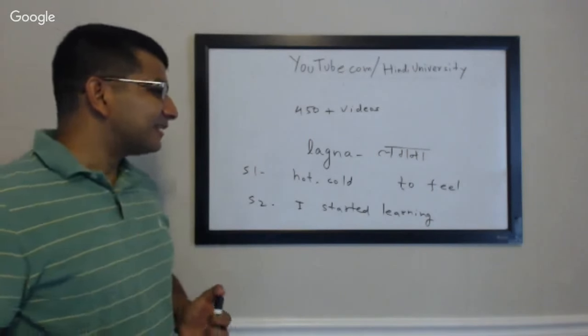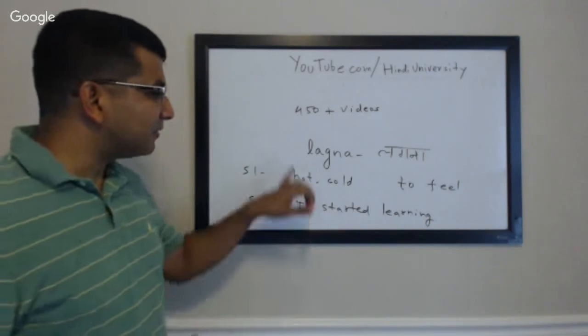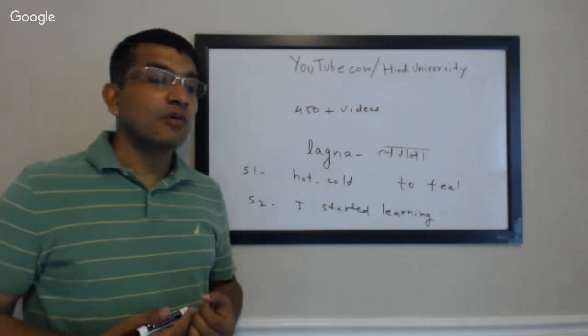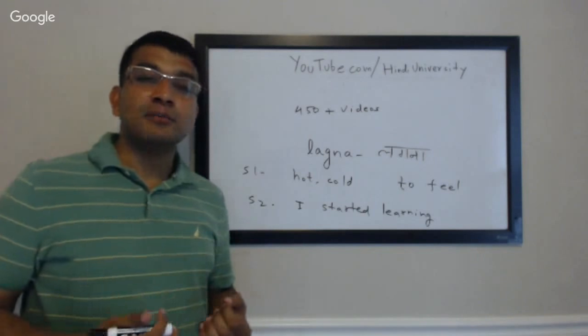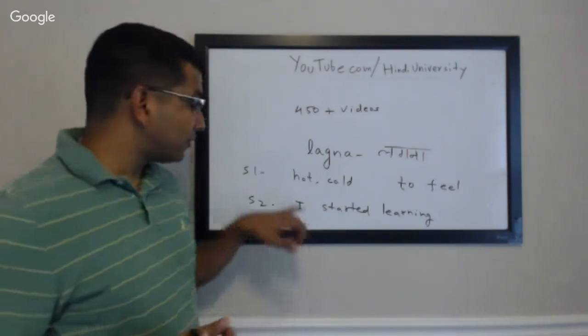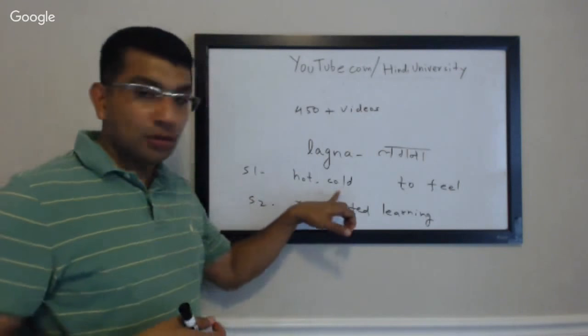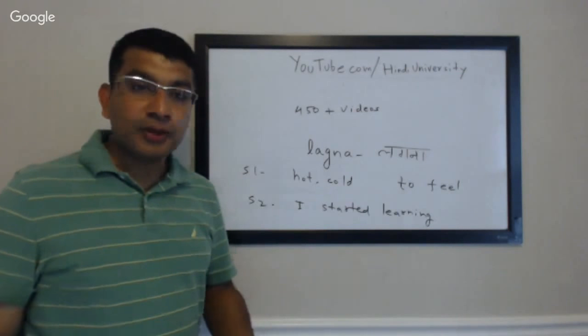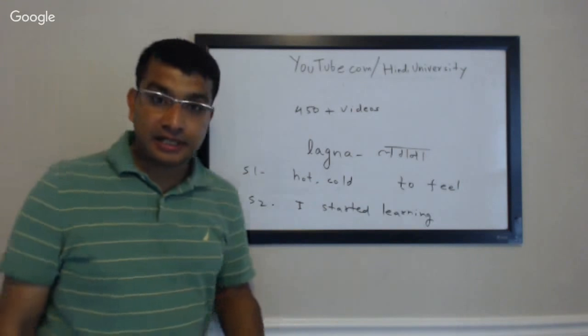Okay, so as I said, in the previous classes, we've covered two usages of Lagna. Lagna is to feel, and some of the sentences are mujhe thand lag rahi hai or mujhe garmi lag rahi hai. That's scenario number one, hot and cold. And there it indicates to feel. Mujhe thand lag rahi hai, mujhe garmi lag rahi hai.